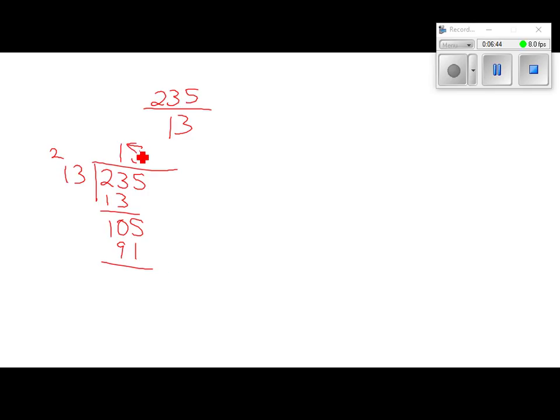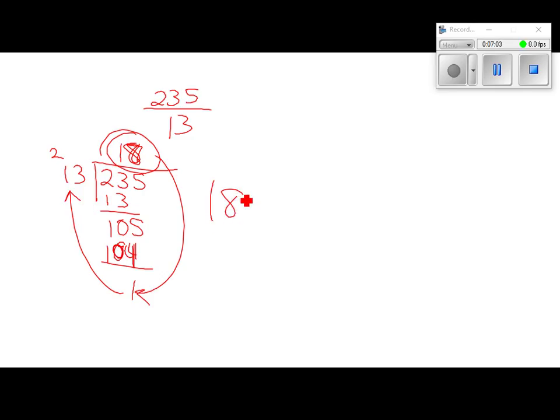Ain't doing that. Be 8. 8 times that's 4. That's 8, 10. That's 104. Subtract, we get 1. This is our whole number. That's our numerator. That's our denominator. So it'd be 18 and 1 over 13.